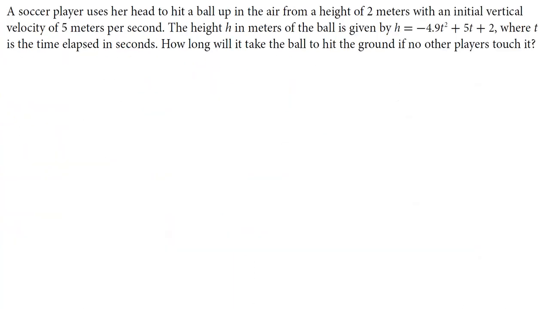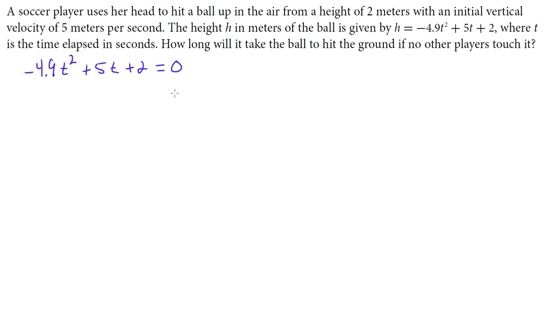All right, a soccer player uses her head to hit a ball up in the air from a height of 2 meters with an initial vertical velocity of 5 meters per second. The height h in meters of the ball is given by h equals negative 4.9 t squared plus 5t plus 2, where t is the time elapsed in seconds. How long will it take the ball to hit the ground if no other players touch it? So the ground is 0, right? So we're going to write this as negative 4.9 t squared plus 5t plus 2 equals 0.